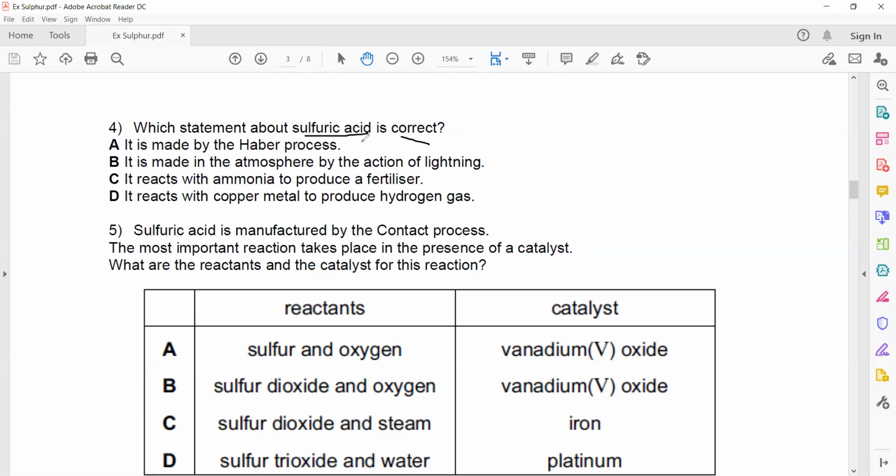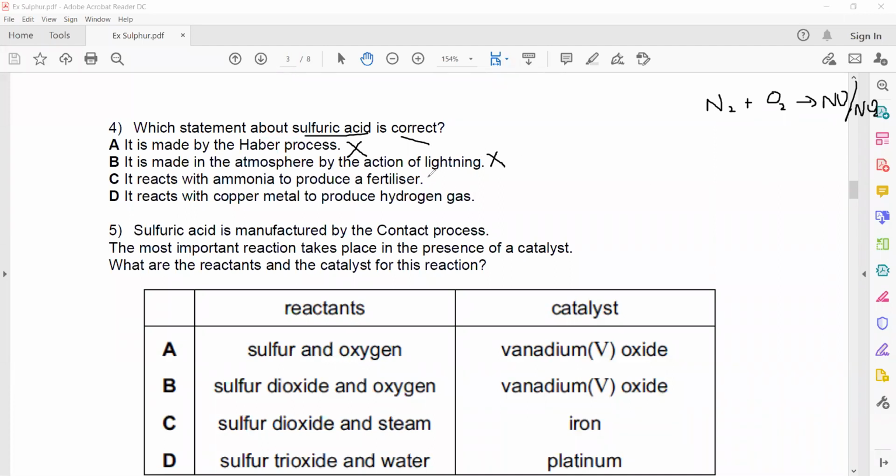It is made by Haber's process, so that's wrong. It is not a Haber's process. It is a contact process. It is made in the atmosphere by action of lightning. Action of lightning does not produce sulfuric acid. It produces nitric acid, because due to the lightning or a flash, the nitrogen and oxygen from our atmosphere react and form oxides of nitrogen, and these acidic oxides can mix with water in the atmosphere and produce nitrous acid or nitric acid.